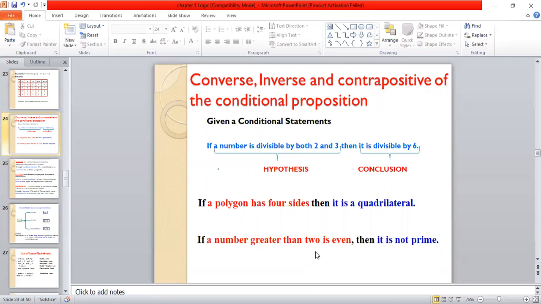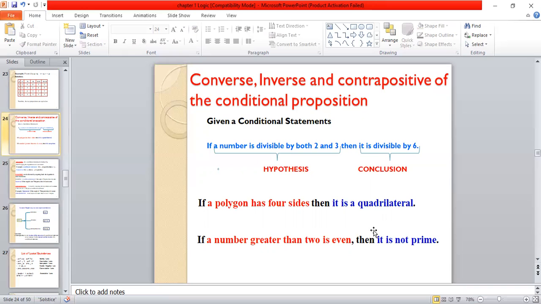The next one is the converse, inverse, and contrapositive of a conditional proposition. Given a conditional proposition, if a number is divisible by 2 and 3, then it's divisible by 6. In a conditional statement, the if part is the hypothesis, and the then part is the conclusion. For instance, if a polygon has 4 sides, then it's a quadrilateral: the hypothesis is that a polygon has 4 sides, and the conclusion is that it is a quadrilateral. The other one: if a number greater than 2 is even, then it is not prime. The hypothesis is that a number greater than 2 is even, and the conclusion is that it is not prime.